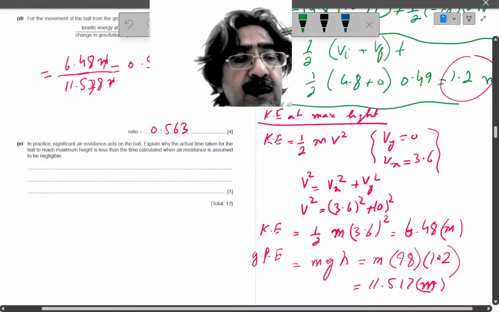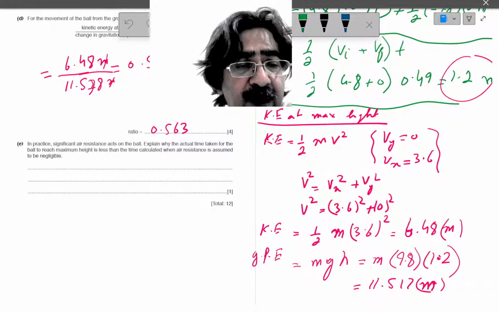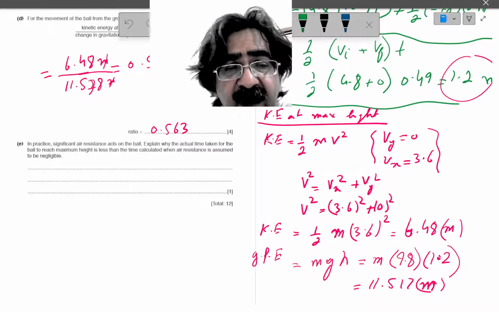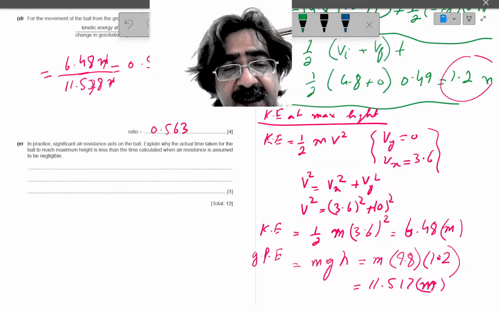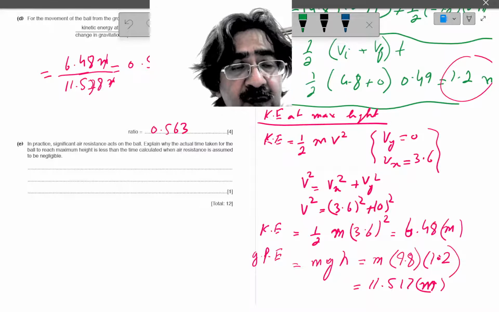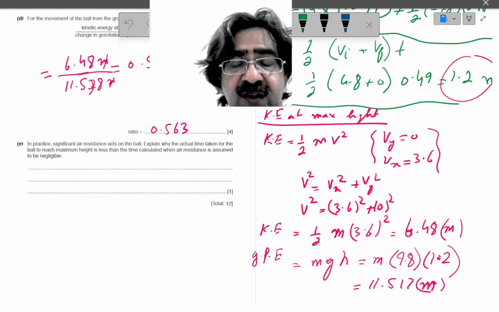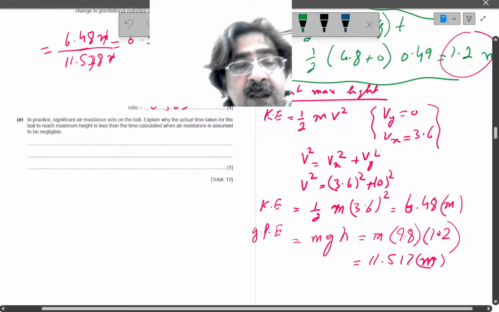The next question, part E, is about the in-practice significant air resistance effect on the ball. Explain why the actual time taken for the ball to reach maximum height is less than the calculated time when the air resistance is assumed to be negligible. This is a very surprising and confusing question.